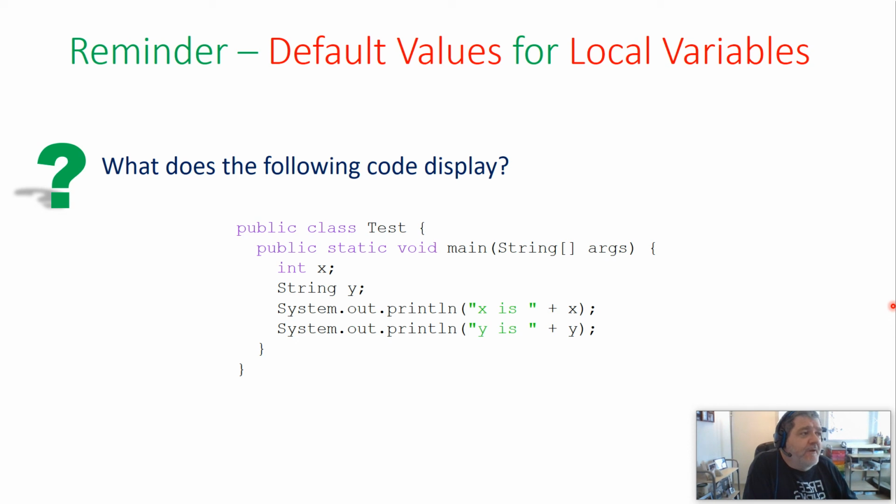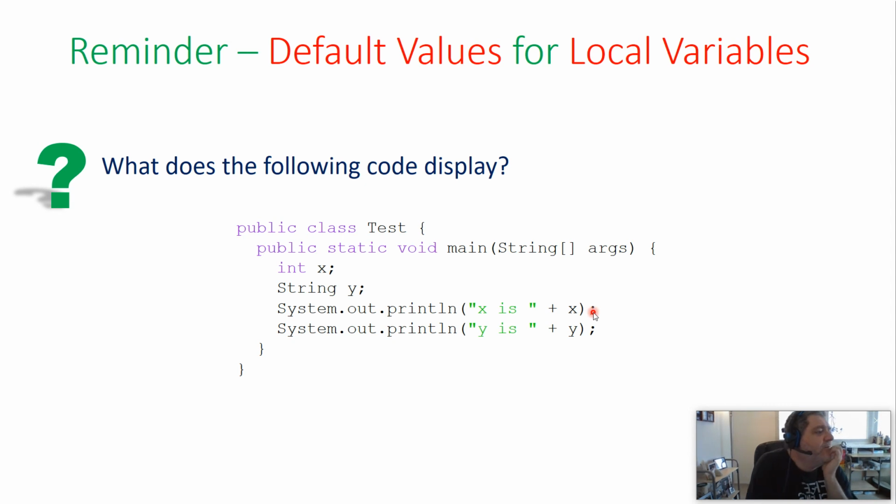So let's take a look at this code here. Public class test. I have a main method. Inside the main method, I declare int x, string y. So I didn't initialize them. And then I display System.out.println x is the value of x, and System.out.println y is the value of y. Based on what we just learned, let's start with the first one. What would be displayed here for x?